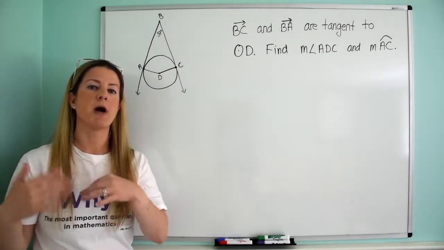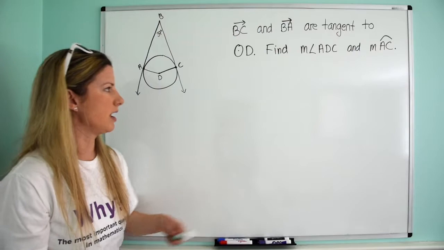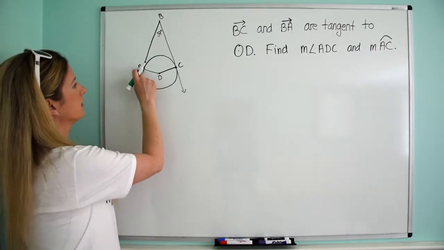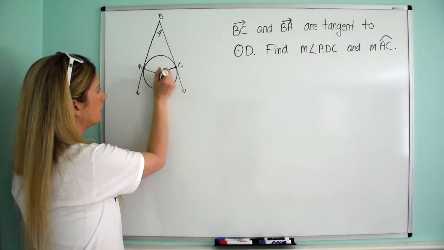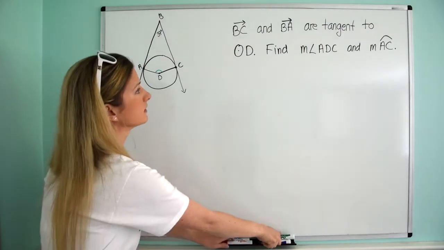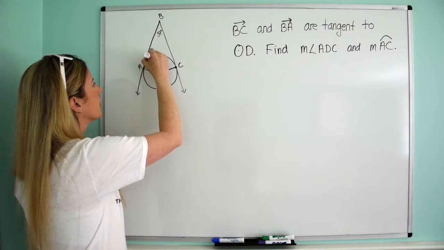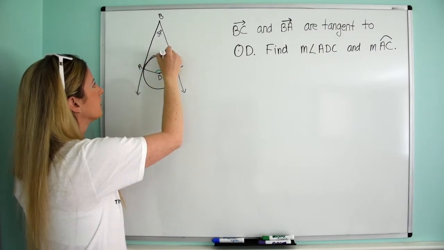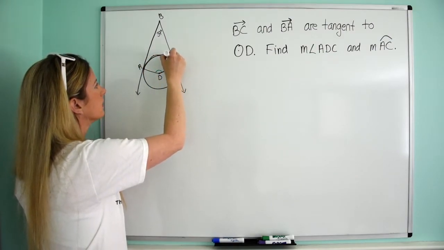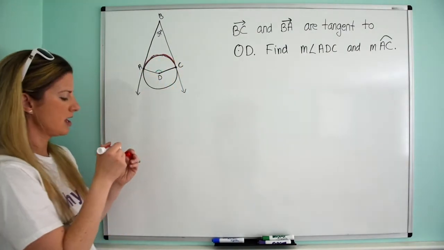First thing we want to do is mark off what we want to solve for, okay? The problem's telling us we want this angle ADC, so we're just going to mark that off in green. And it says we want the measure of arc AC, which is right here. I hope you can see that. It's red right there, okay?